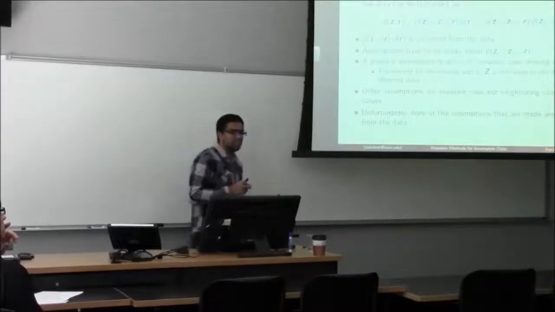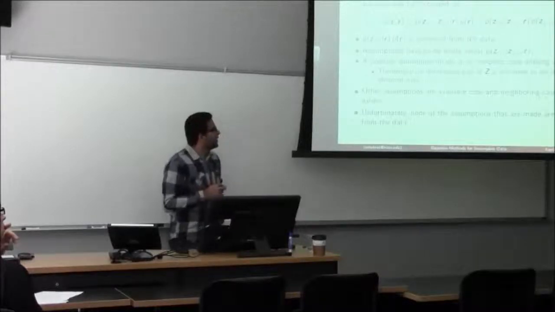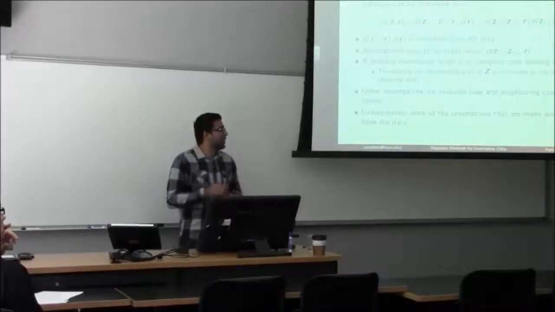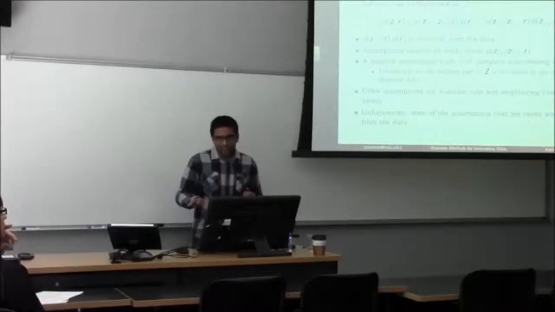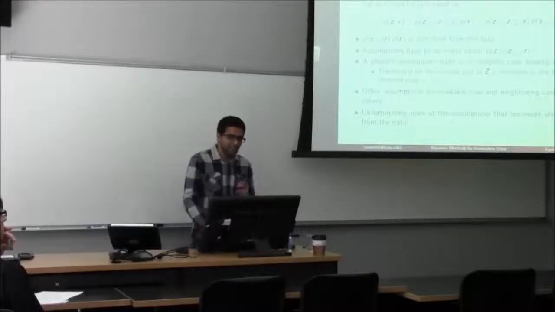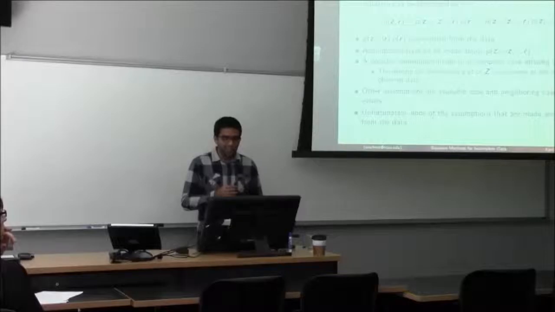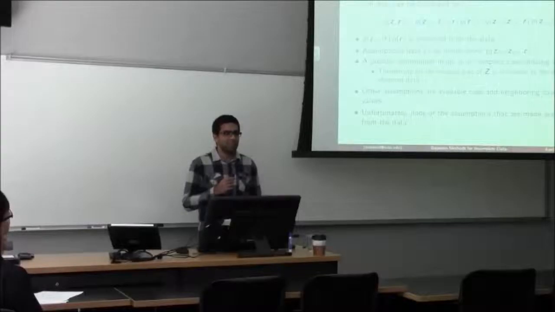There are many different assumptions that you can make, and they're all ad hoc in some ways. And one of the assumptions is complete case missing values, where the density for the missing part of Z is the same as the density for the observed data. And other assumptions that you can make are available case and neighboring case missing values. But none of these assumptions are verifiable from the data that you observe.